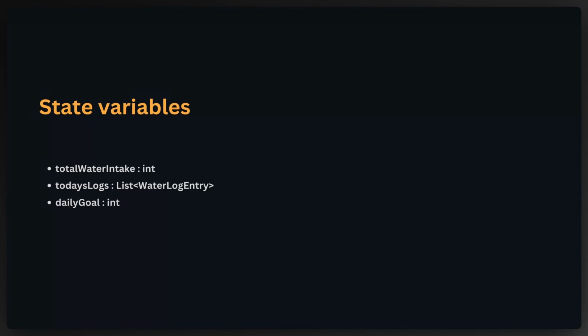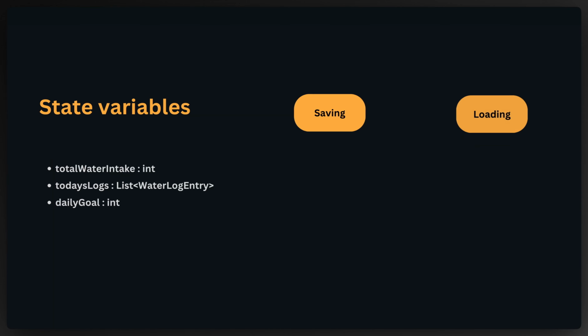Now, to be able to maintain those states, we have to think about two things: saving and loading. We need to save those values to the shared preferences when they change, and we need to be able to load them when we open the app. To save those values, we don't actually need to add any new function. We only need to modify 3 existing functions. We already have a function called add water log that we use to add a single entry, and we can make this function also save the new list in the shared preferences. We do the same thing for delete entry. When we delete an entry from the list, we also save the new list in the shared preferences.